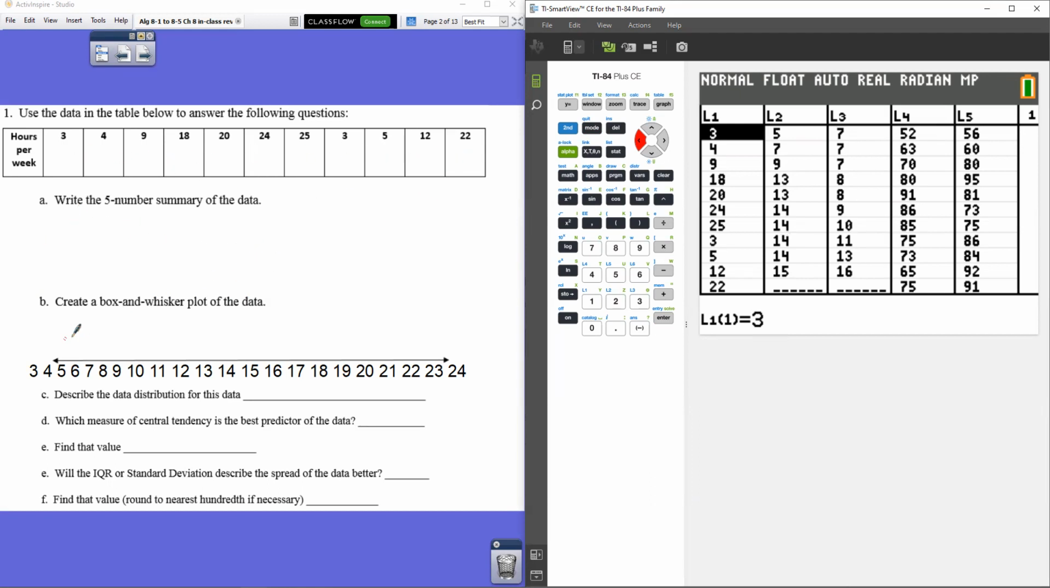Find your five number summary, draw what you think the box and whisker plot would look like, where it says describe the data distribution. This is where they wanna know, is it symmetric, skewed left, or skewed right? And then they want you to say which measure of central tendency is the best predictor. So they're asking you, based on whether it's symmetric, skewed left, or skewed right, should you use the mean or the median? Find that value. Then they ask you, should you use the IQR or standard deviation and find that value?